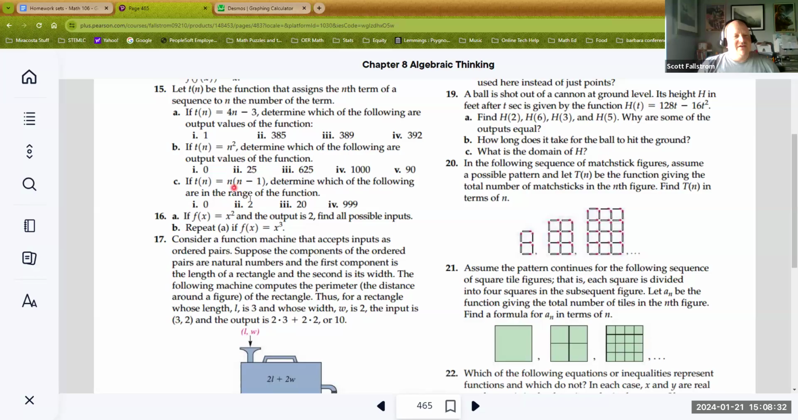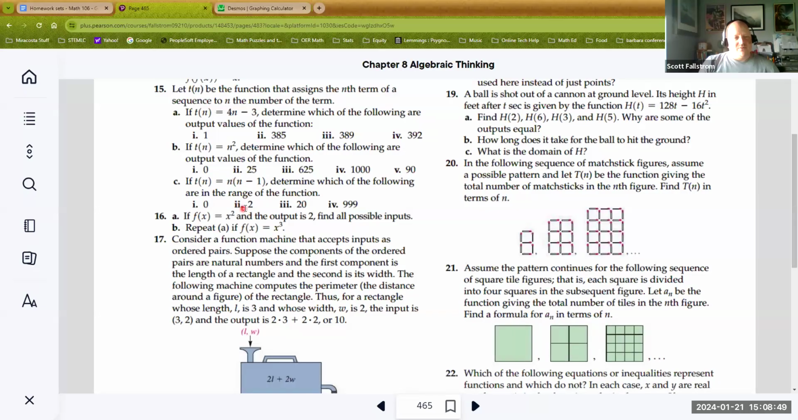You're just saying, is there a way that I could get the number 2 if I'm doing n times n minus 1? Because these are numbers in a sequence, right? So if 3 was my number, 3 times 3 minus 1 would be 3 times 2. 3 times 2 is 6. So 6 would be in the range.